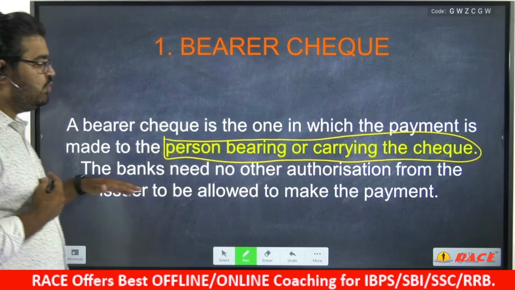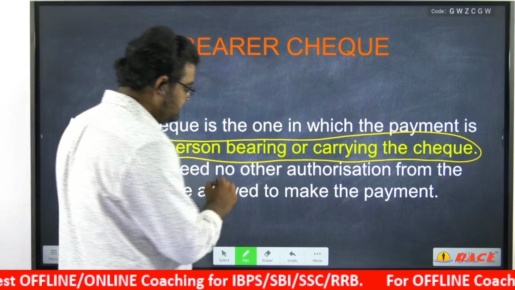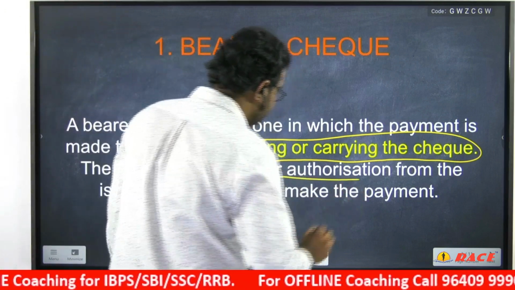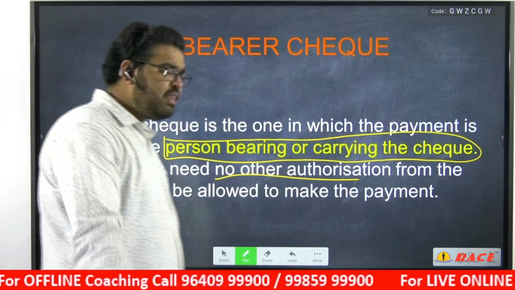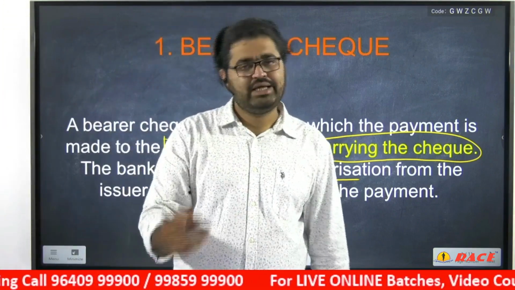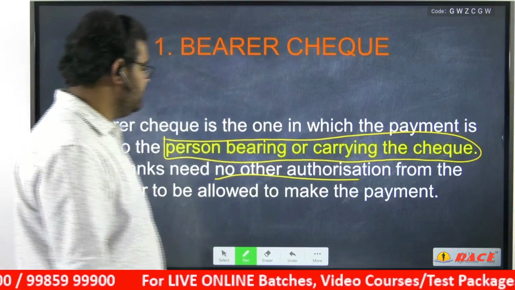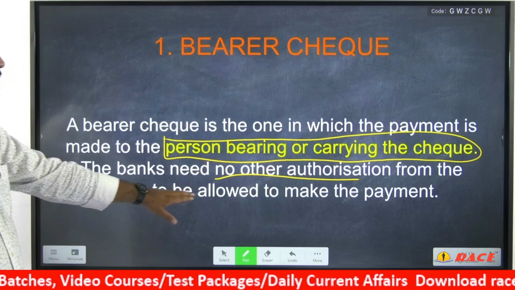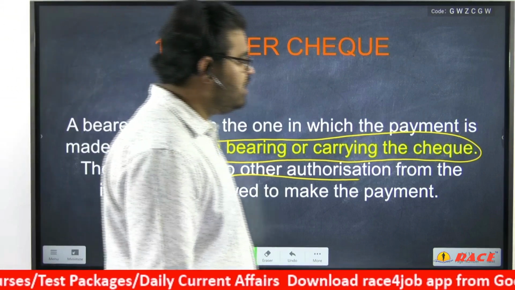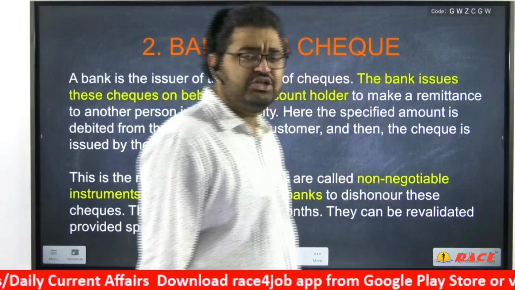The banks need no other authorization from the issuer to be allowed to make the payment. The banks don't need any other authorization. They have to make the payment, right? Directly one can get the payment from this bearer check.